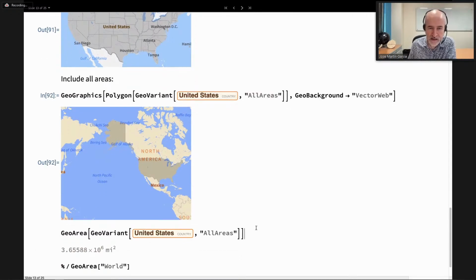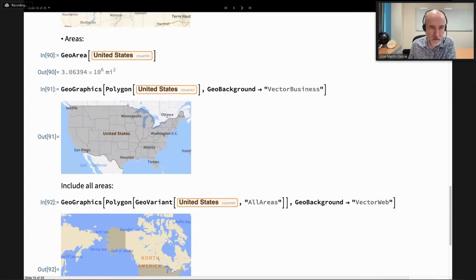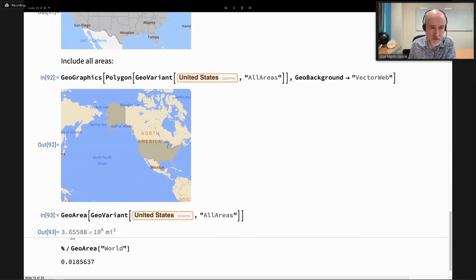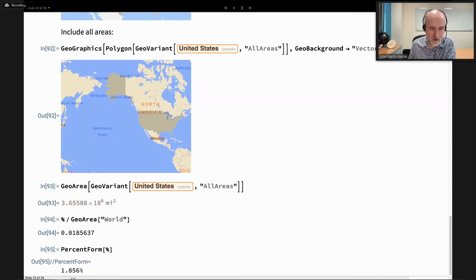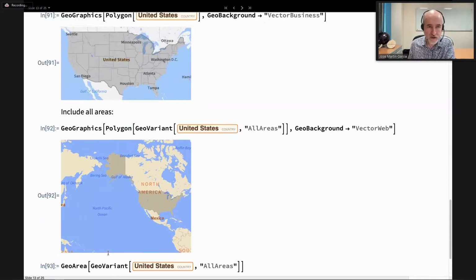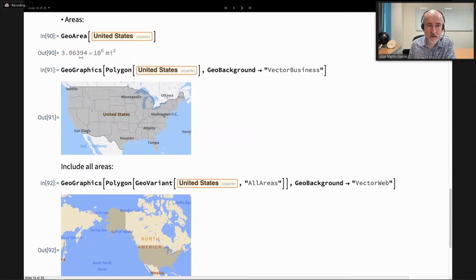So now the geo area, of course, is larger, right? That was like 3 million miles, and now it's 3.7 million miles. We can compute this as a fraction of the area of the world, and we see that it covers about 2% of the world. Right, so geo area can compute areas of any polygon in the format that you saw before. And again, it's all done with ellipsoidal geometry.